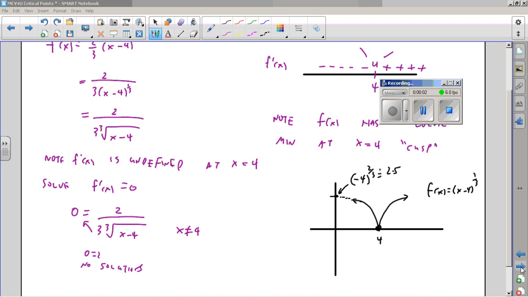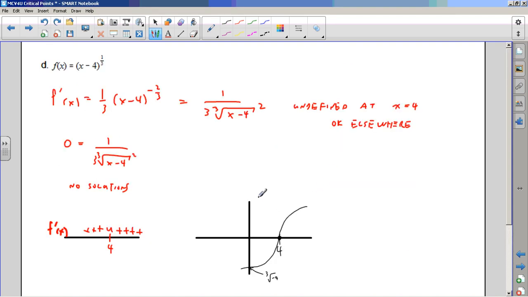All right, a quick go through part D and then on to the last question. Been a long video, but I don't think anything too scary. First derivative here, the 1/3 comes down, subtract. Looks exactly the same as the last one. We got no solutions. Remember that x equals 4 gives us a critical point because the derivative is not defined.